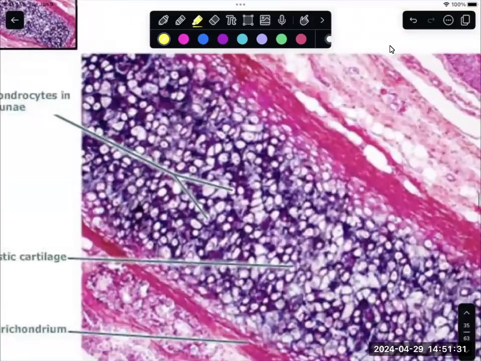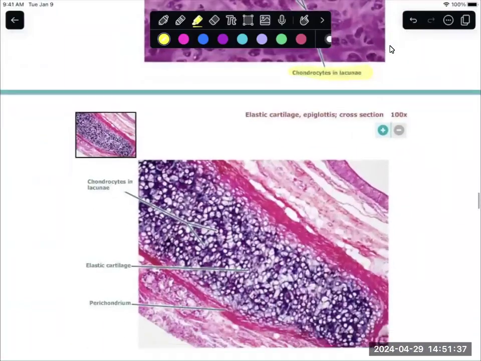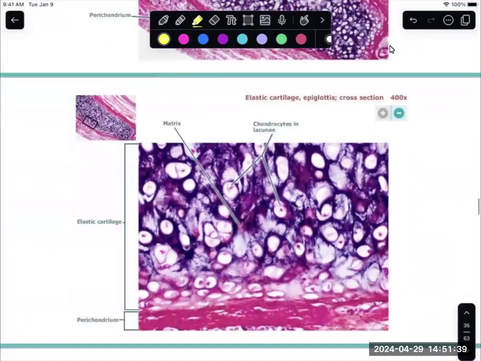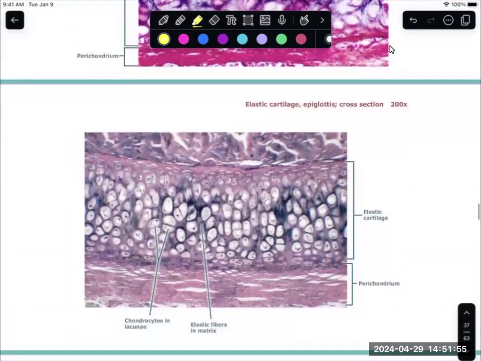Now we have that elastic cartilage. This one's not the best picture. You can see some of those chondrocytes with the elastic fibers in there. Here's a better picture of that elastic cartilage. It's just zoomed in even further. So you can see all that black elastic fibers with those specific chondrocytes, those specific cells, spread throughout. Here's another example of elastic cartilage.